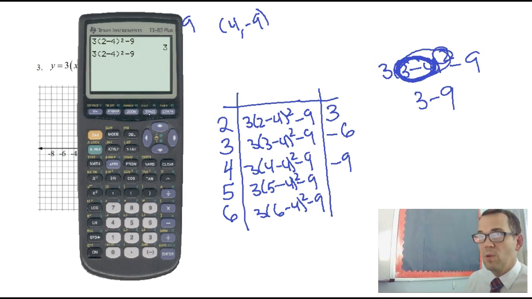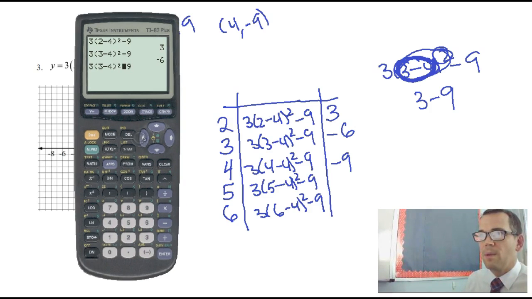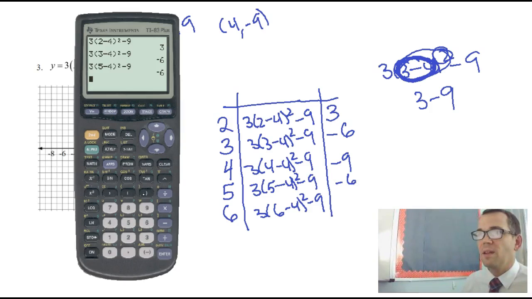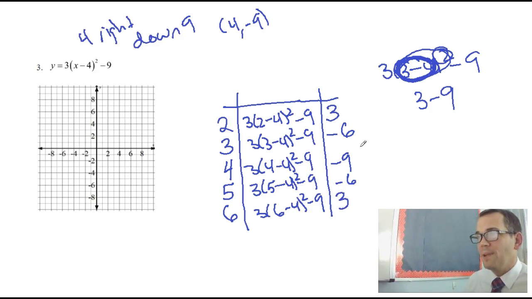Instead of plugging in 2, we're plugging in 3. We get negative 6. Instead of plugging in 3, I'm going to plug in a 5. Get another negative 6. And then instead of plugging in 5, I plug in a 6 to get a 3. I'm happy to see this symmetry in my table.